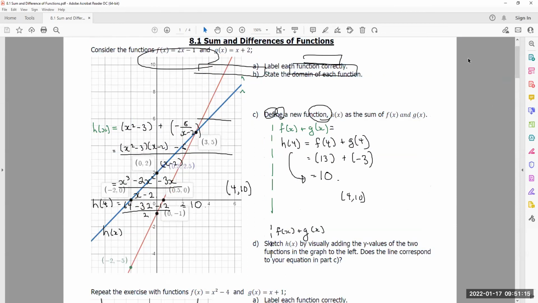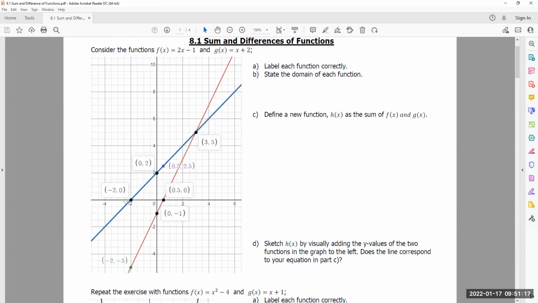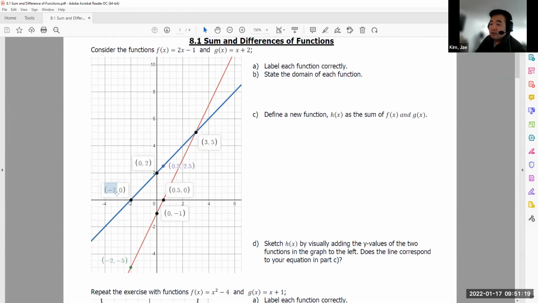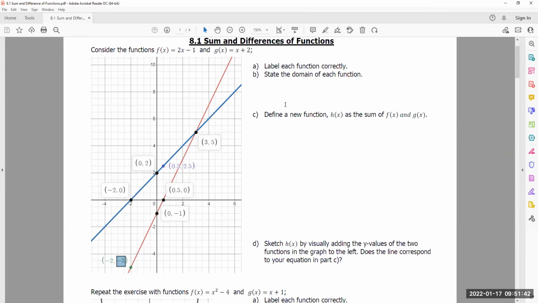Okay. I'll clear this. What I was adding is the corresponding x values for every single point. So when x equals negative 2, on the blue line, I have a y value of 0. When x equals negative 2, on the red line, I have a value of negative 5. And so I was adding 0 with negative 5 to see what my remaining y value was. Okay, so the only reason that they happened to be in that same order is because the x coordinates were the same.